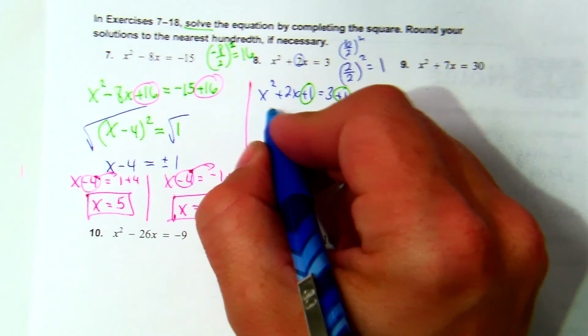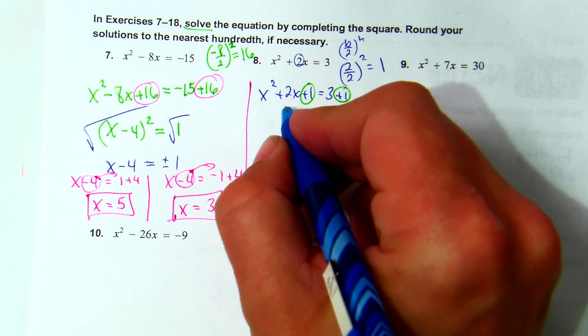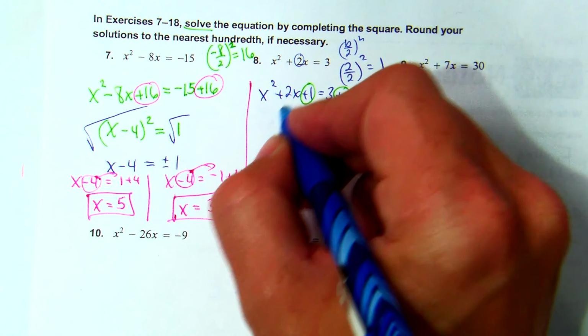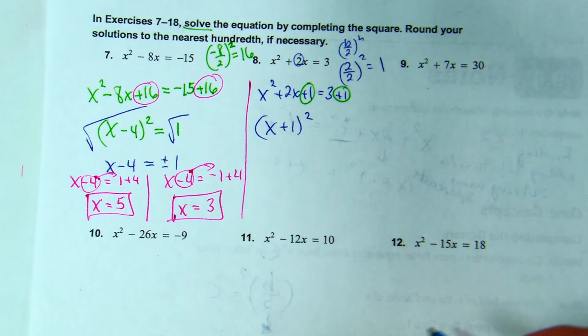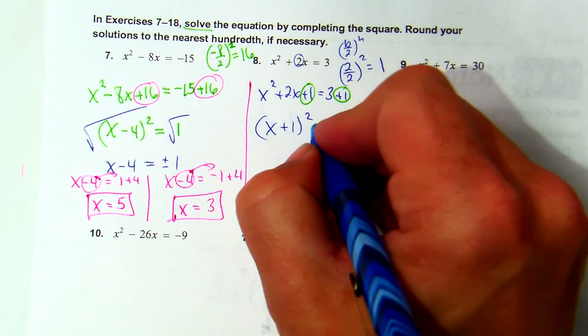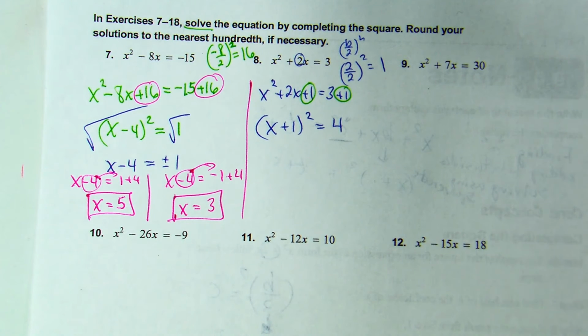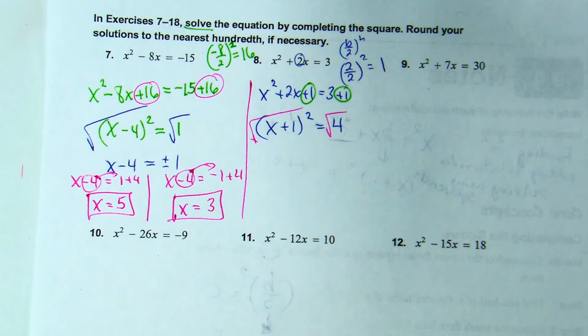All right, so now, what is the factored form of the left? Well, 2 divided by 2 is just 1, right? So we take this number divided by 2, x plus 1 squared is the left side. And then 3 plus 1 on the right side is 4. And now I'm going to take the square root of both sides. And so far so good. We've got perfect squares, and that's going to make things nice for us.